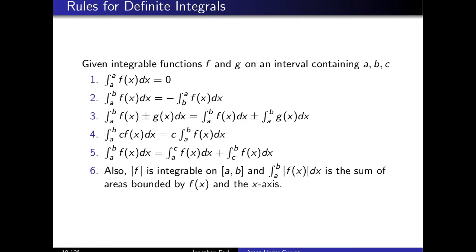And we can also split intervals up. So we could find the area from a to b of a function f by finding the area from a to c of f, and then the area from c to b.